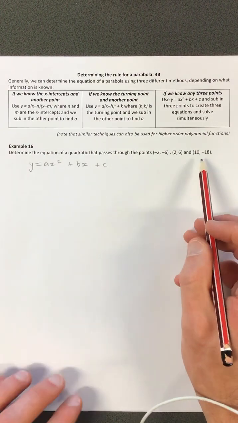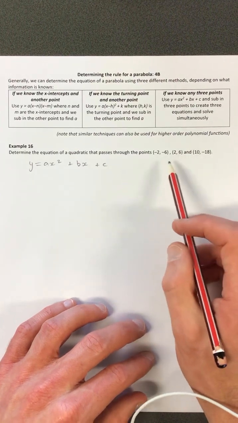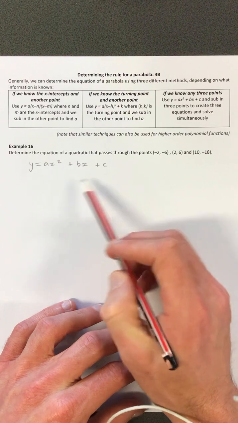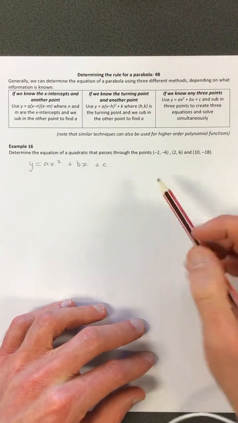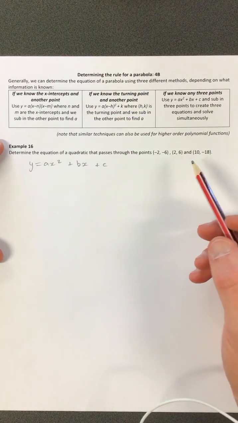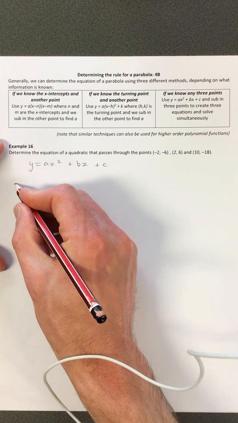Now, it won't work this time, but typically if you've got any coordinates with zeros in them, it's good to sub them in first, because occasionally you might be able to sub in a point and get the value of C straight away, for example. But in this case, that's not going to work because none of our coordinates have a 0 in them. So let's just do them in the order we were given.